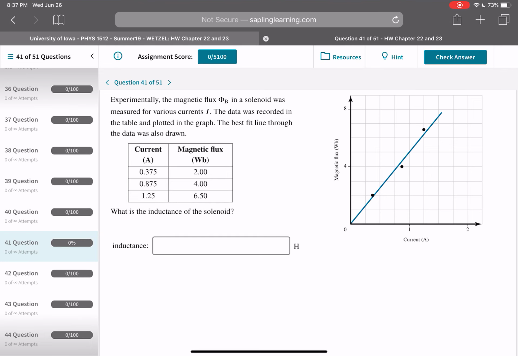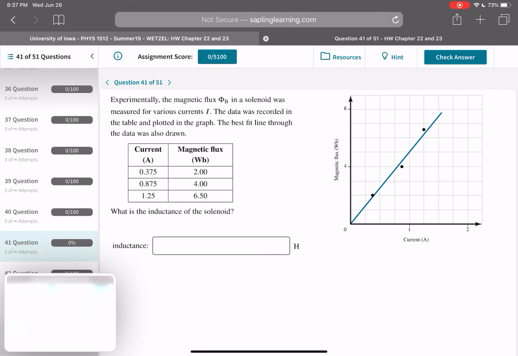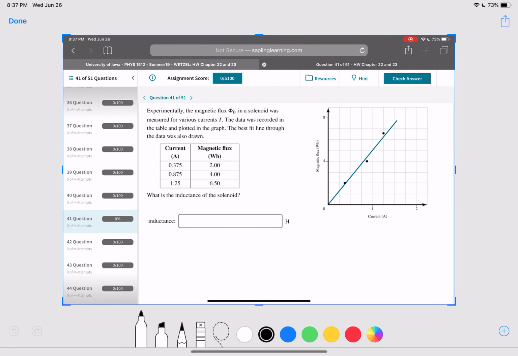So if I were to do it, I would find a point on the line that is easy to locate, and that might be something like this point here, because that's 1, 2, 3. Well, that's at 1, and this is 1, 2, 3, 4, 5. So your rise is 5, your run is 1, 5 over 1. That can help you out there.